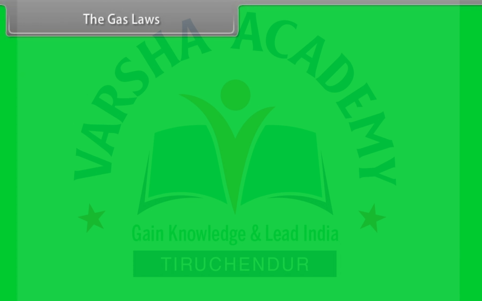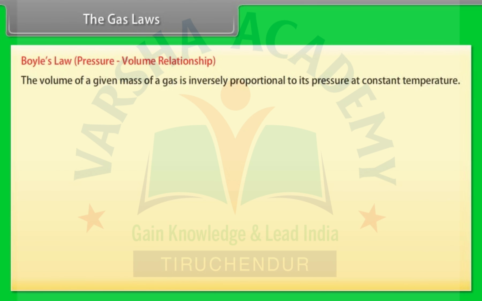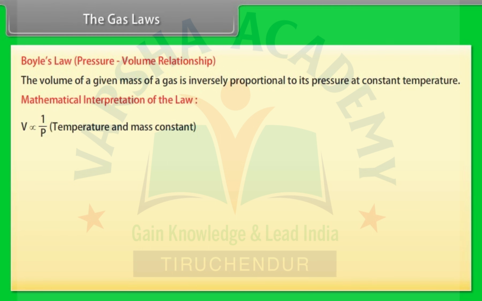The gas laws. Boyle's law. Pressure-volume relationship. The volume of a given mass of a gas is inversely proportional to its pressure at constant temperature. Mathematical interpretation of the law: volume is inversely proportional to pressure at constant temperature and mass.